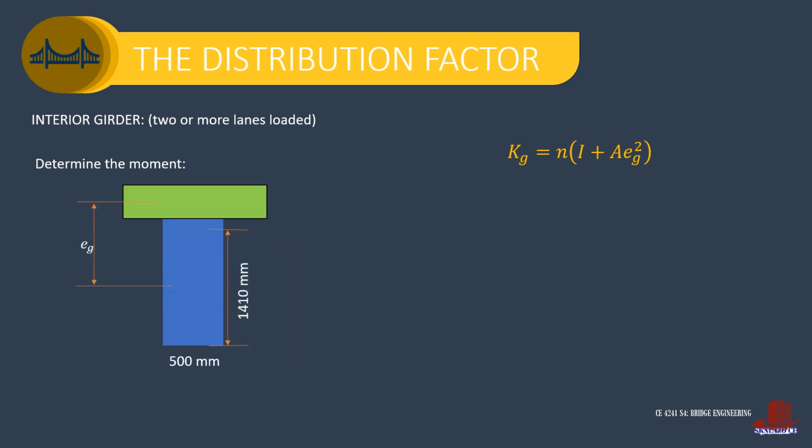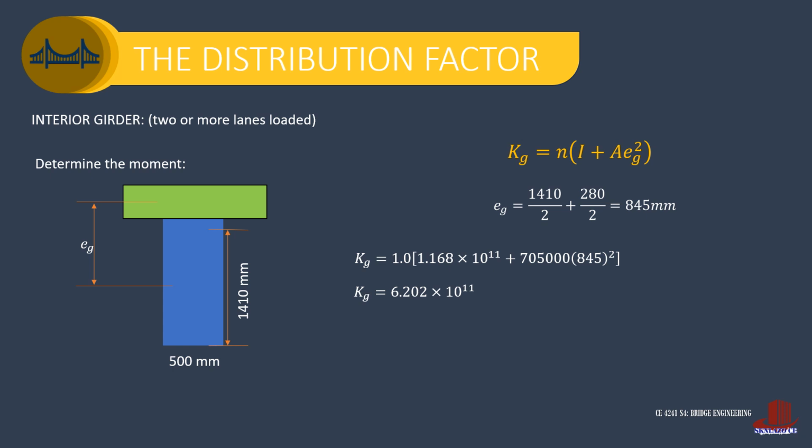For E sub G, we take the distance from the center of the girder to the center of the deck. That's half of 1410 plus half of 280, which gives 845 millimeters. The stiffness parameter then is 1 times 1.168 times 10 raised to 11 plus 705,000 with the square of 845, giving 6.202 times 10 raised to 11.